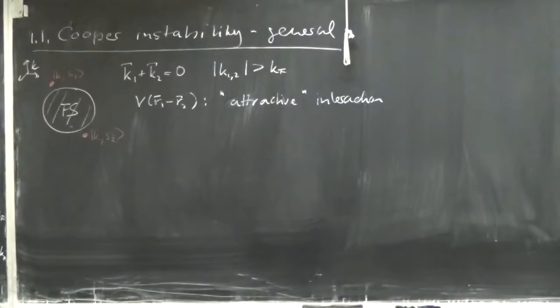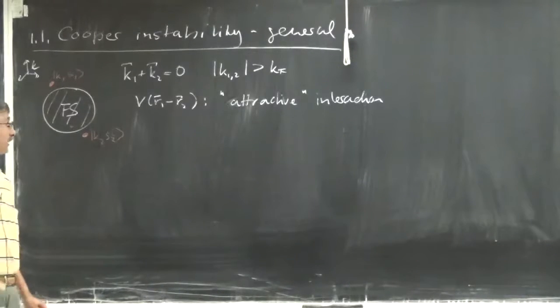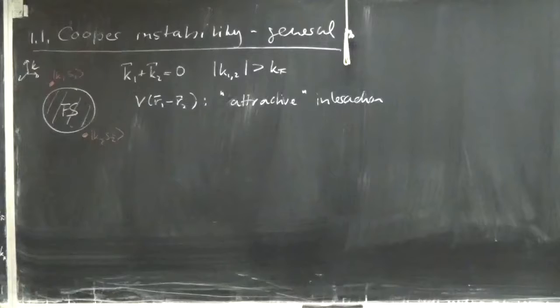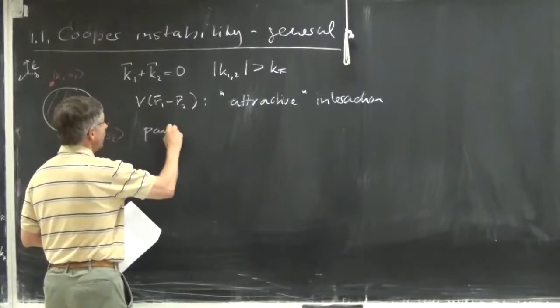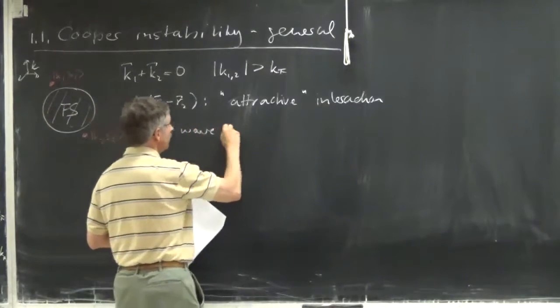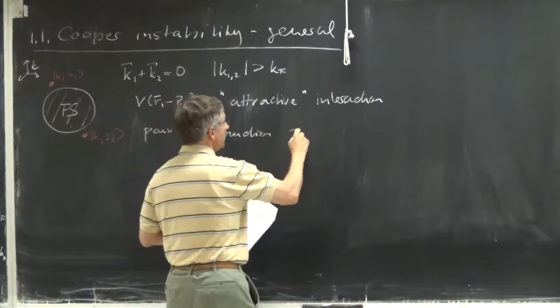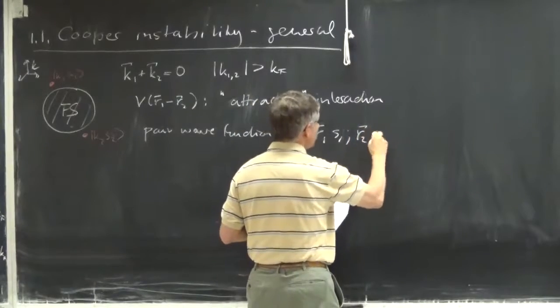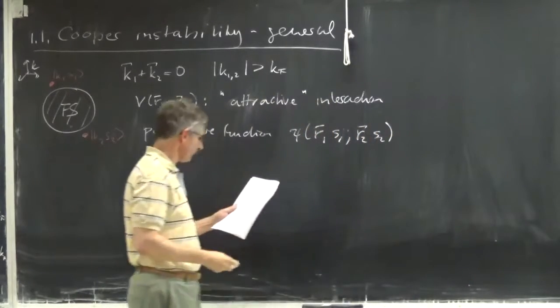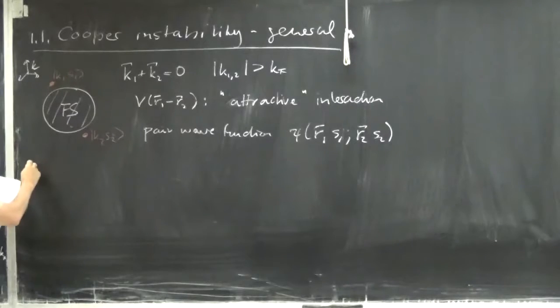And so you of course know from studying the BCS theory, the Cooper instability for the most simple case where you have an attractive contact interaction. And so here we would like to extend our discussion. And so we introduce now a pair wave function psi R1 S1, R2 S2. It shall satisfy the following Schrödinger equation.